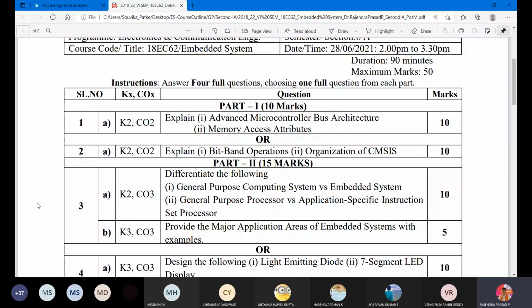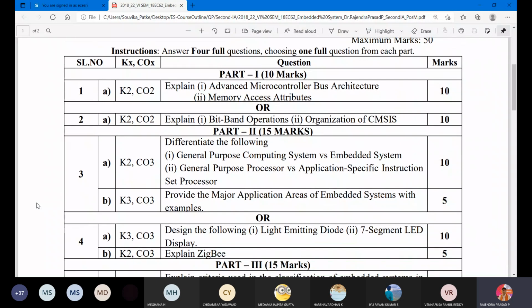Okay. Differentiate the following: general purpose computing system and an embedded system. In the PDF and the PPT we have a clear classification of these two types: general purpose processor and application specific instruction set processor. So give a general definition differentiating between these two. Provide the major application areas of embedded system with examples. In the toy manufacturing industries, in the medical field, in military applications, all those things you need to write.